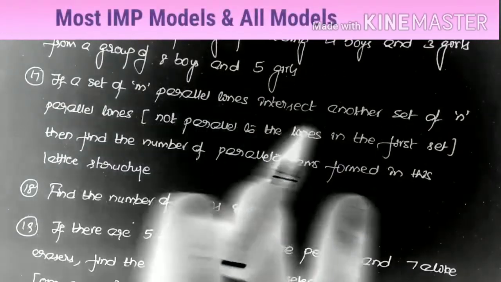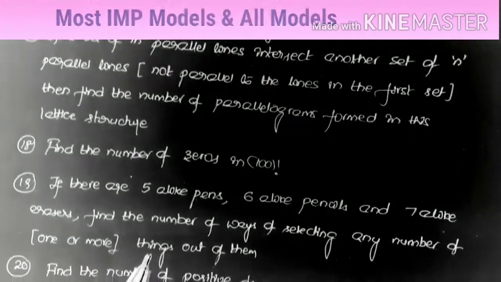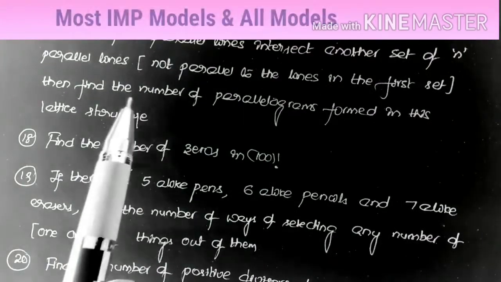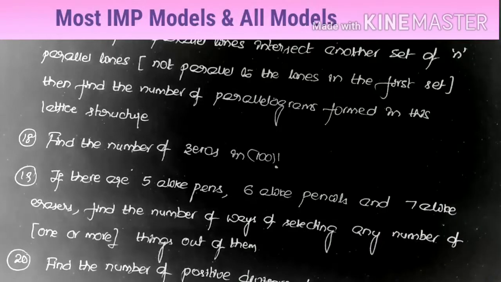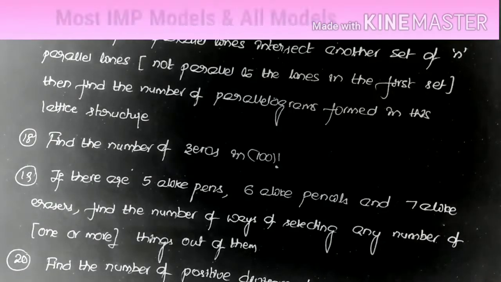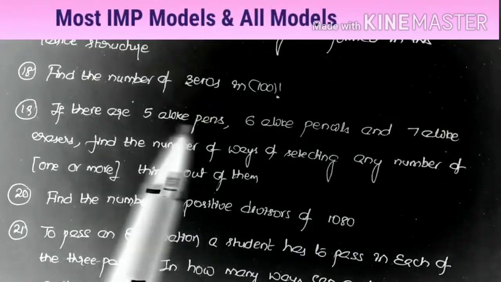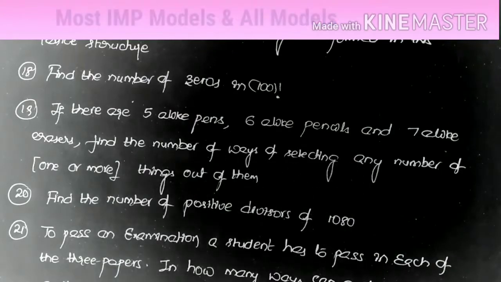And the next one, selecting the lines. And the next one, forming the parallelograms, number of parallelograms. And the next one, number of zeros in 100 factorial. And the next one, number of ways of selecting the things.